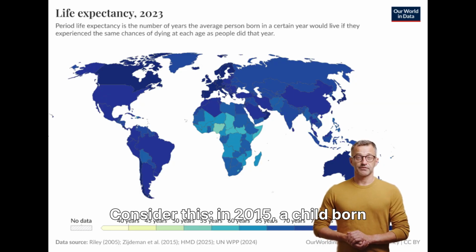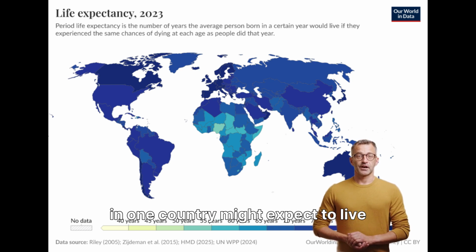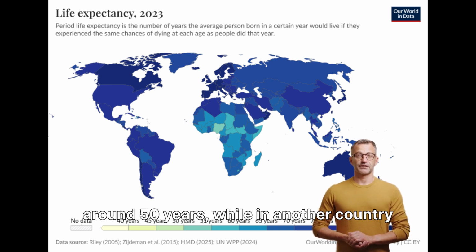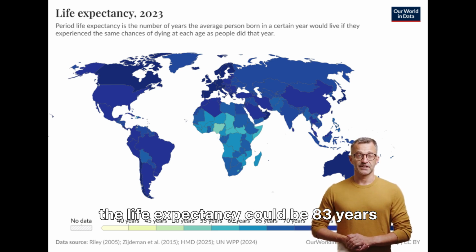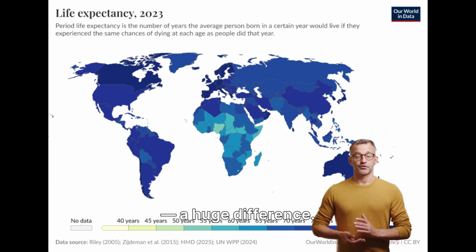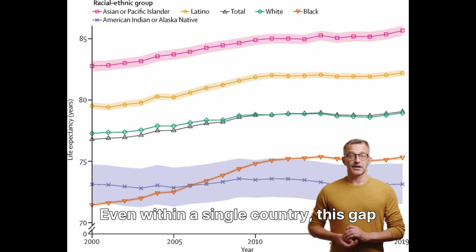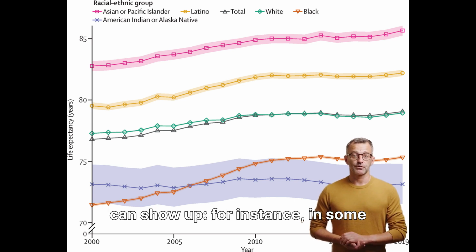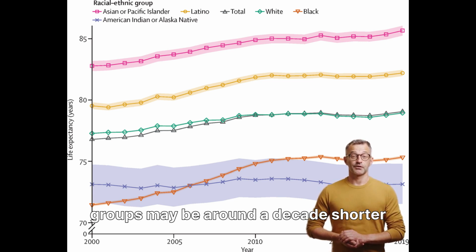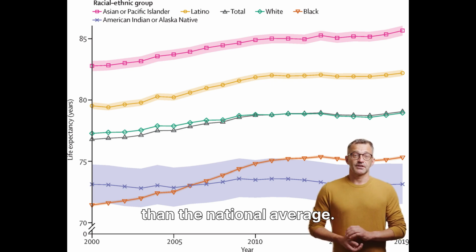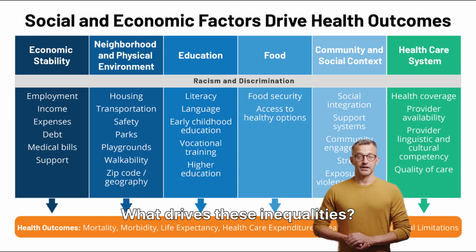In 2015, a child born in one country might expect to live around 50 years, while in another country the life expectancy could be 83 years. A huge difference. Even within a single country, this gap can show up. For instance, in some places, the life expectancy of certain marginalized groups may be around a decade shorter than the national average. What drives these inequalities?